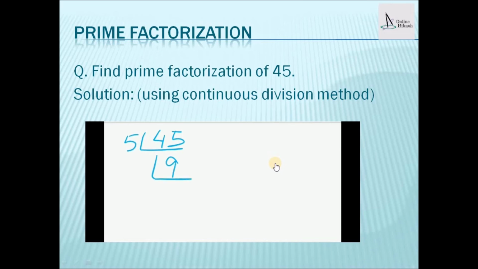So 5 9s are 45 and 3 3s are 9. So therefore 45 will be written as 3 into 3 into 5. Okay, this is the prime factorization of 45. Here what we have done, we have divided this 45 by a prime number. Okay, we have divided this 45 by a prime number. So the prime number that we used here is this 5.